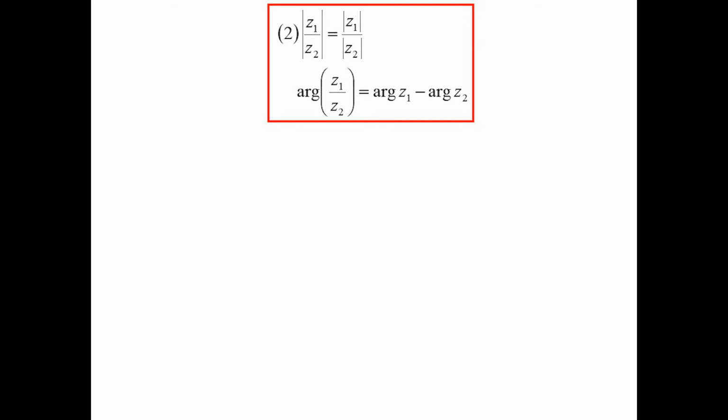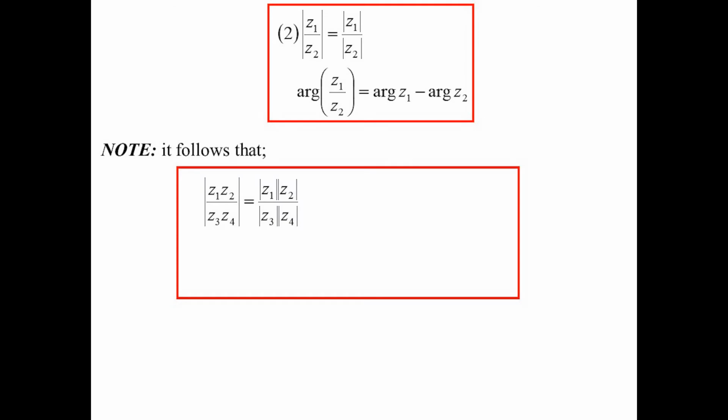Okay, division, we see a similar thing happening. Division, doesn't matter. We could do the division first, then find the modulus, or find the modulus of each individual bit, then do the division. And with this one, it's a subtraction rather than a division. And again, that's all to do with the rotation of the angles. So it now logically follows, if I've got some mixture of multiplying and dividing complex numbers together, well, the moduli just follows the same pattern.